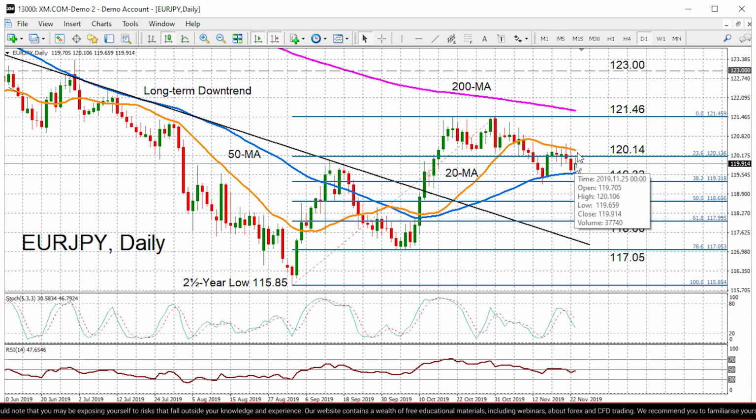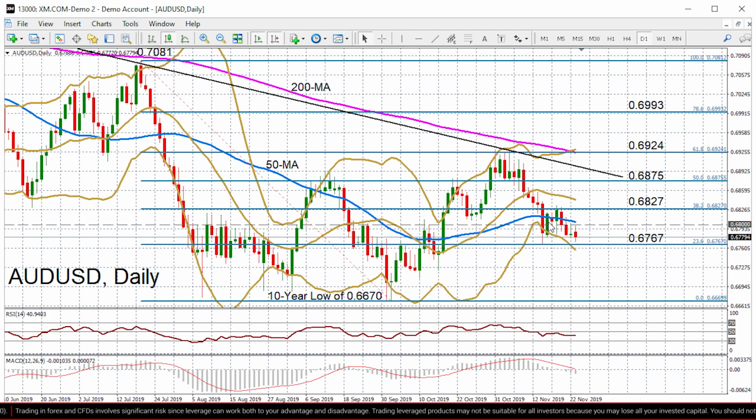But in order to get back onto more positive footing, euro-yen would need to break above immediate resistance at the 23.6% Fibonacci at 120.14. Not too far above that is the 20-day moving average, and then clearing that as well could see euro-yen retesting the high of 121.46 a few weeks ago, and then above that, the next key test for euro-yen would be the 123 handle.